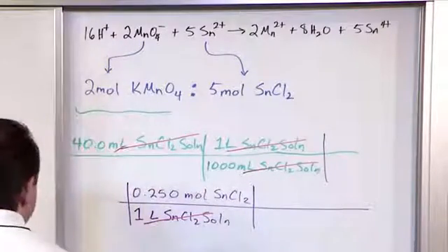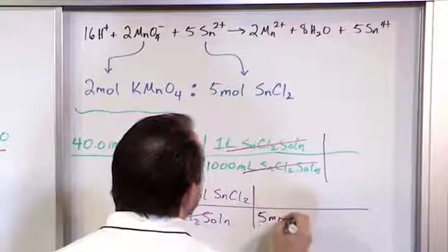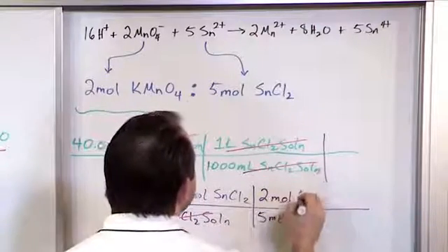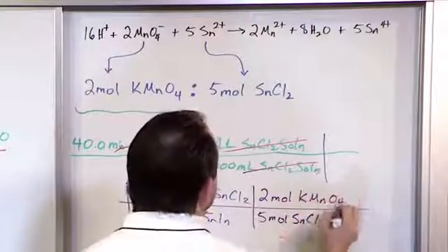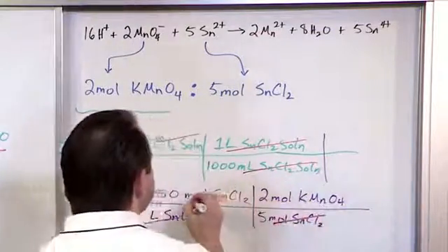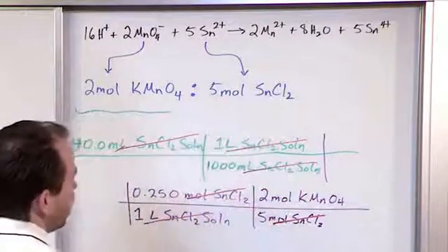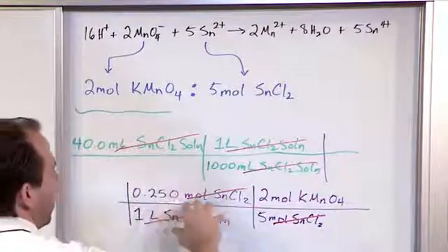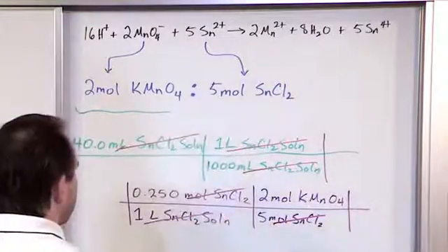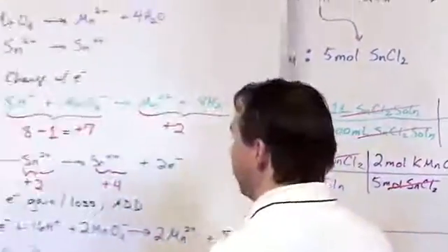And once I'm at this step, now I use my molar ratio, because now I know that 5 moles of tin chloride reacts with every 2 moles of potassium permanganate. So that ratio is locked in. That comes directly from the chemical reaction, and we would not have been able to do that without balancing that reaction. So if I stop the calculation here, I know what I've started with, and I've calculated how many moles of potassium permanganate are required to react with that. But I can't stop there because I'm asked how many milliliters of that solution.